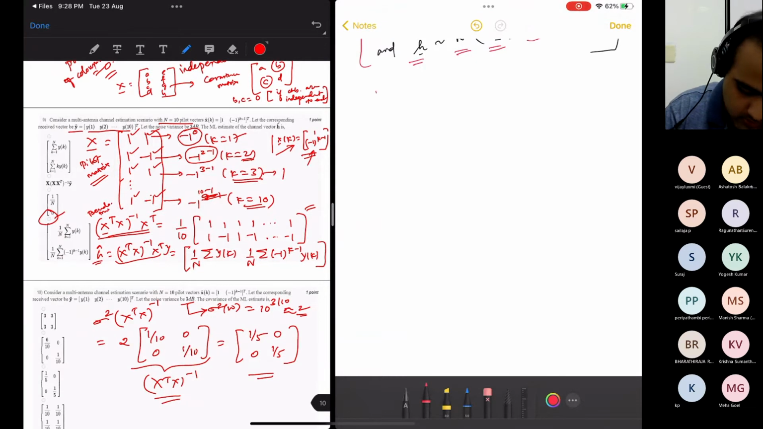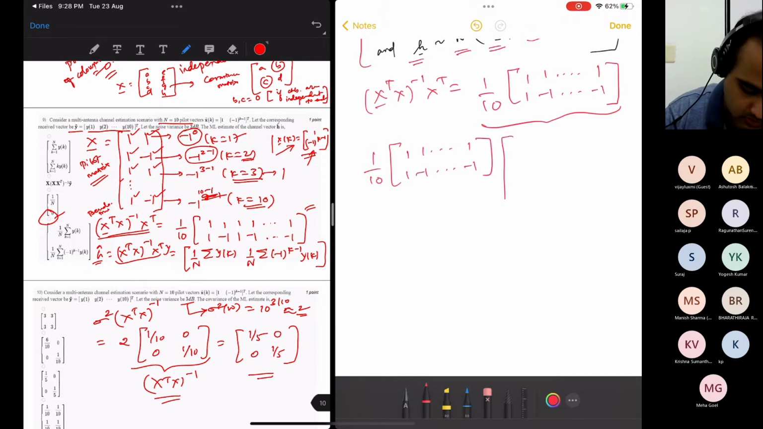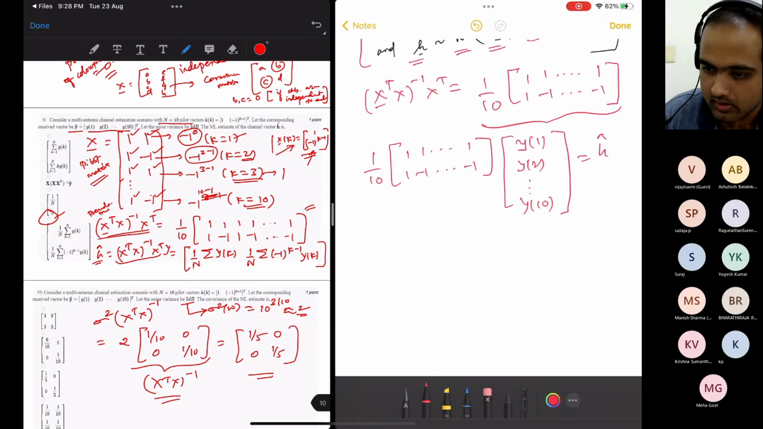See, we obtained this pseudo inverse X transpose X inverse X transpose as 1/10 times this matrix. This is all ones, and this is toggling between 1 and -1. Now we have to multiply this with y. So 1/10, these are all ones, and this is toggling between 1 and -1, and what we have here is y1, y2, so on up to y10, right? This will give my h hat. I hope it is clear.